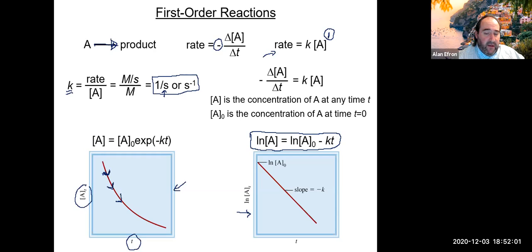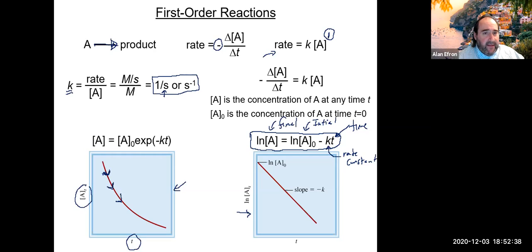We have the natural log of A. This first A is sort of the final concentration, equals the natural log of A naught, the little circle on the bottom. That's like your initial concentration. The k here is our rate constant. And t here is actually time, not temperature. So that is time. And that is the integrated rate law for a first order reaction.